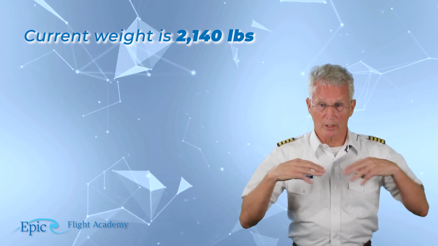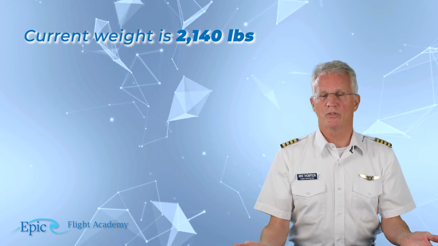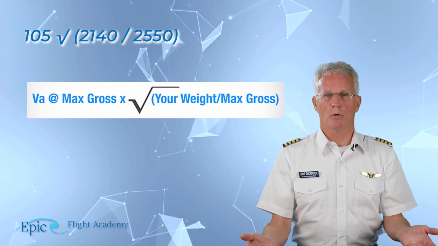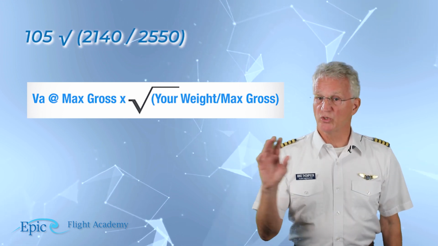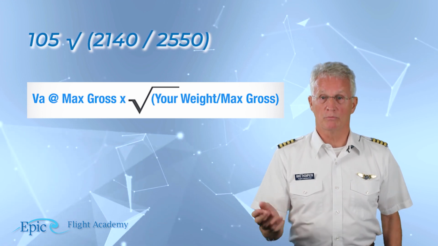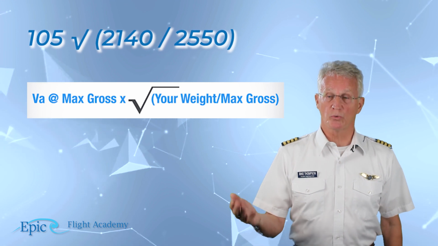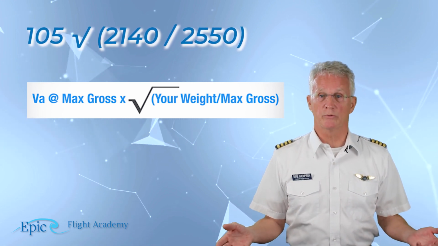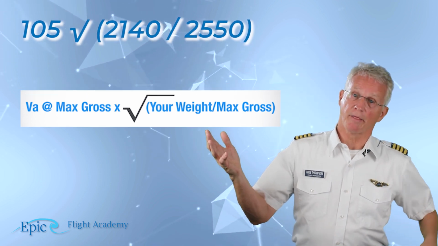So the formula looks like this. The formula says VA at maximum gross weight, well, for my airplane, that's 105, times the square root of my current weight, that's 2,140, divided by my maximum gross weight for this airplane, that's 2,550. Okay, let's do the math.